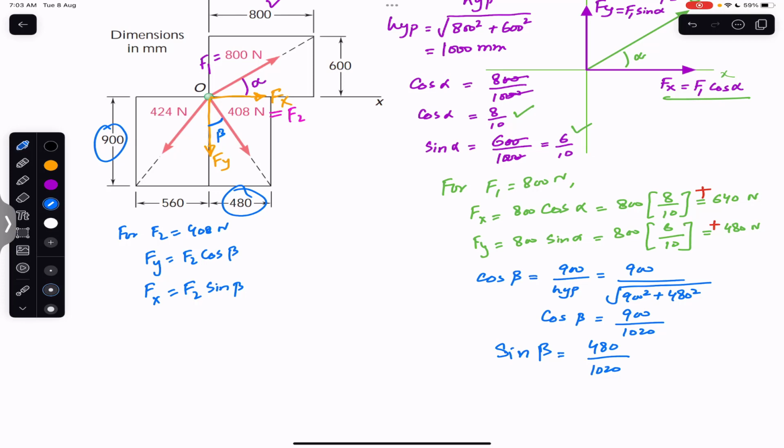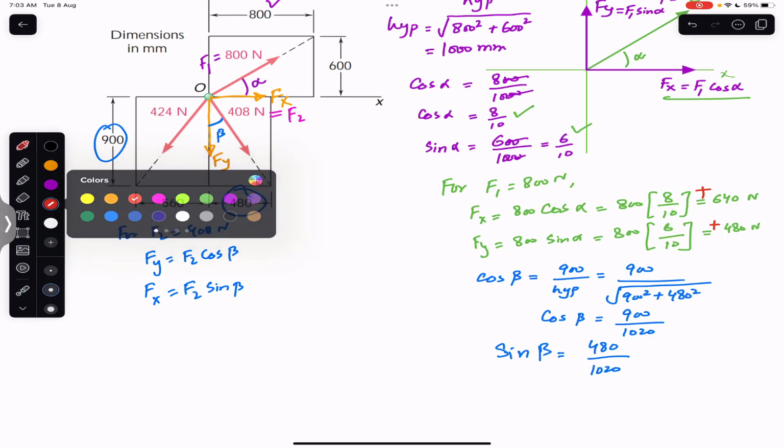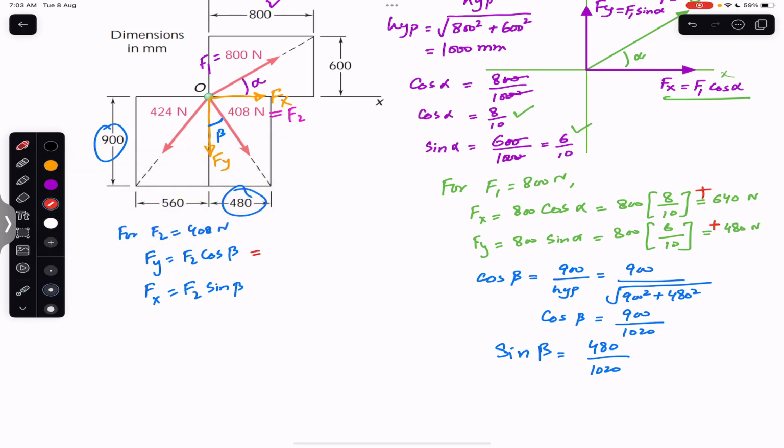So now we can find these components f of y and f of x for f2, 408 Newton. So this will be f2 magnitude is 408 and this is cos of beta, 900 over 1020, and similarly this f2 is 408 and this is sine of beta.